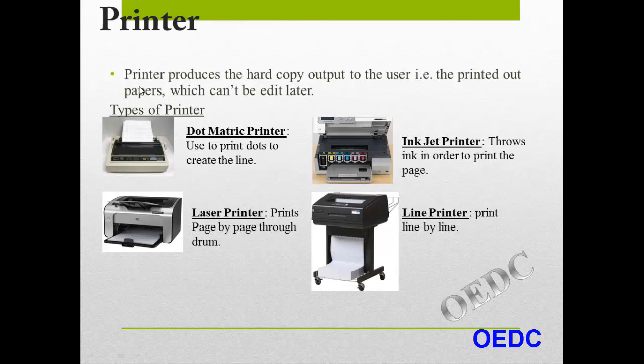Then printer produces the hard copy output to the user, that is the printed out papers which cannot be edited later. Once printed, the paper cannot be changed, so that printed out paper is called hard copy.